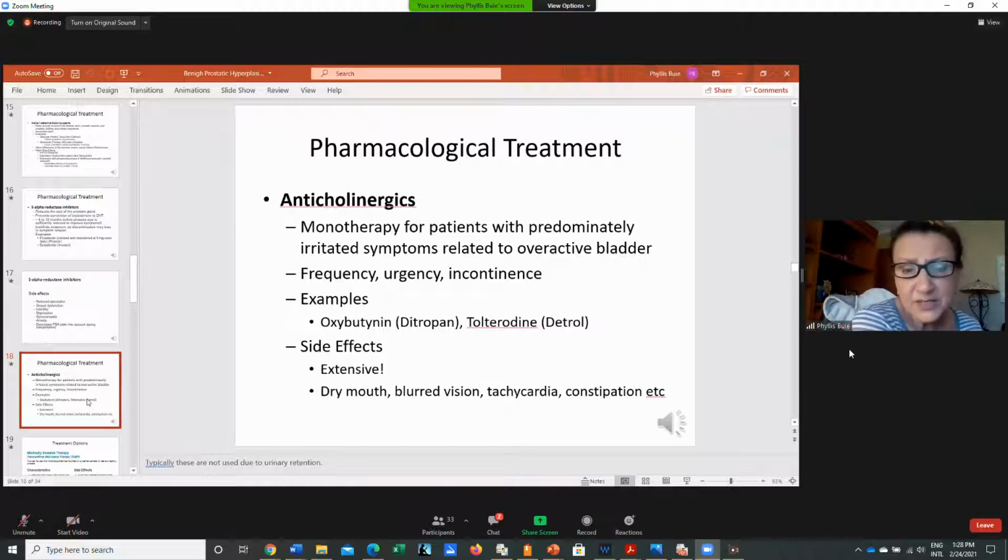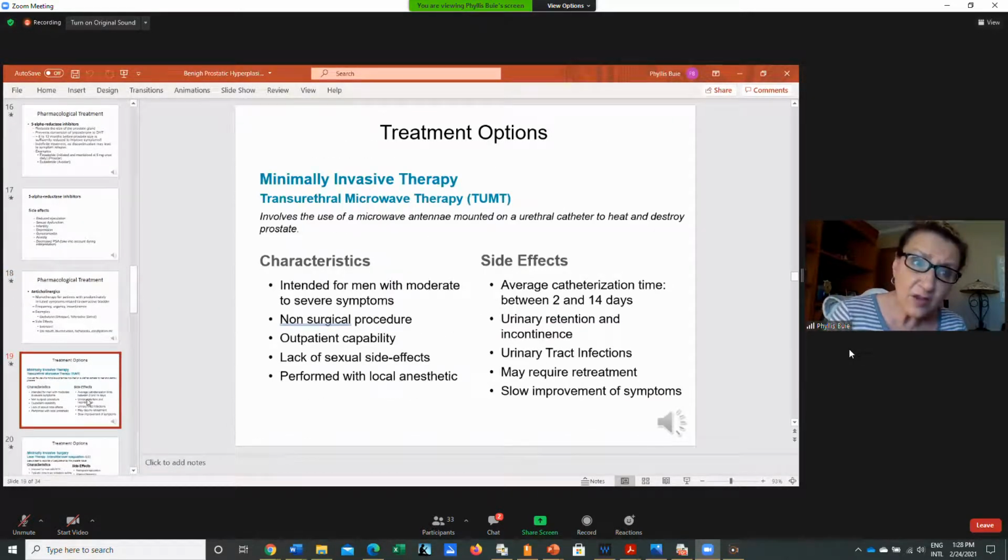Side effects, let me just say that they are very extensive with the anticholinergics. As you know, the primary ones that you're going to have patients complaining about are going to be the dry mouth, blurred vision, tachycardia, and constipation. And then the list goes on and on. But those are the primary ones that you're going to see with patients in the clinical setting. So it's no wonder that they don't take the medication if they have all of those side effects with it.